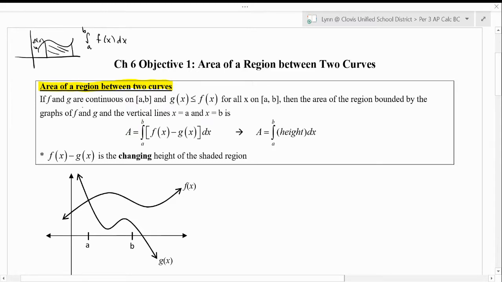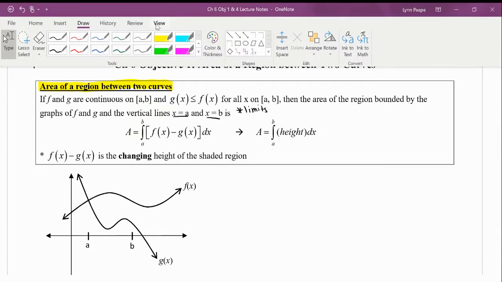If we have two functions that are continuous, and in this particular definition, we'll say g of x is our lower function, and it may intersect f of x, but it will be below it, for all values of x from a to b. Then the area of the region bounded by the graphs of f and g and the vertical lines x equals a and x equals b, those are our limits, is given as the integral from a to b of f of x minus g of x. That is like a formula, so to speak.